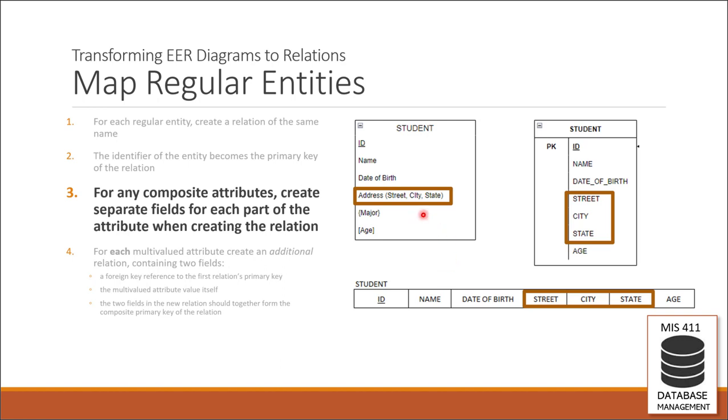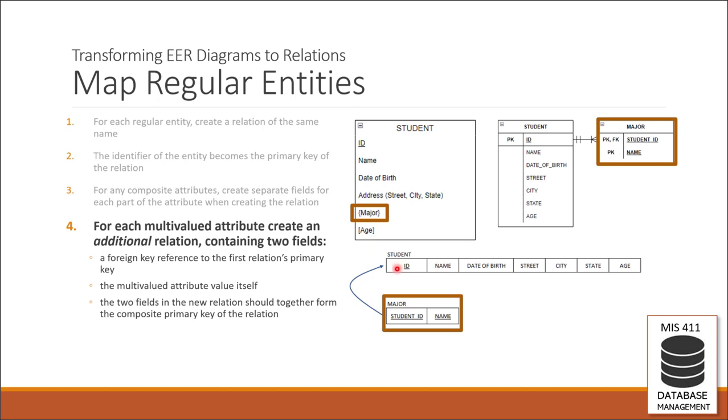Step three, for composite attributes, create separate fields for each part of the attribute when creating the relation. So we had a composite attribute in the student entity, address, composed of street, city, and state. So in the relation, we're going to break that out. We'll no longer have an address field. Now we have street, city, and state as separate fields of this relation. Also down below, street, city, and state.